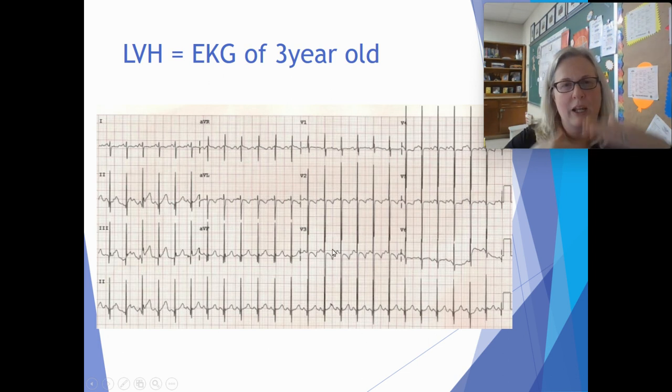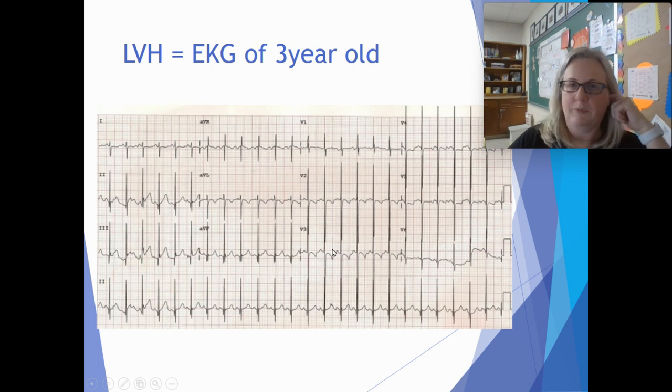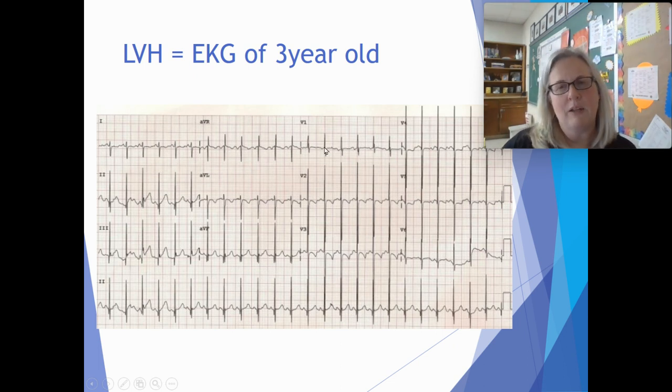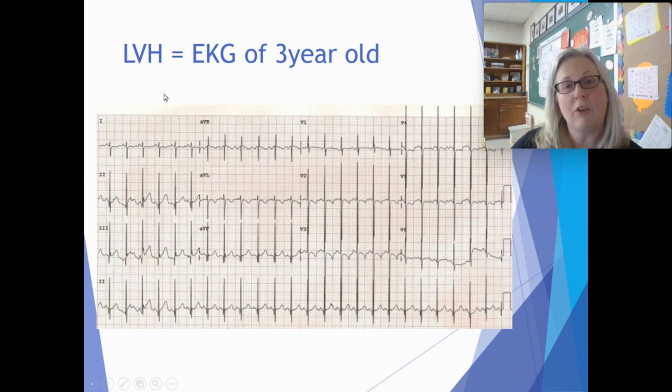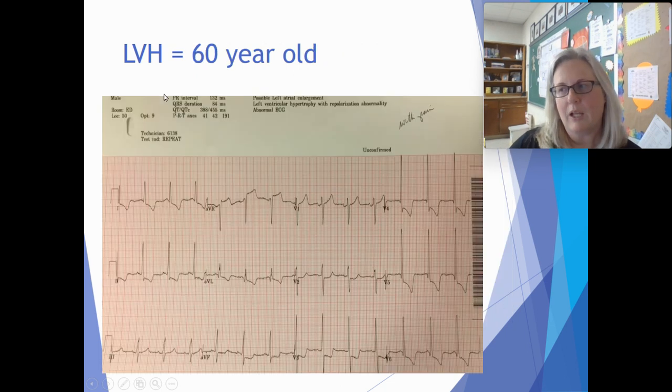As they mature and get older, they start to flip over. And occasionally, you'll still see a flipped T in V1 in females the rest of their life. It just never fixes itself for whatever reason. So this is a healthy 3-year-old EKG. Different than what you and I look like.